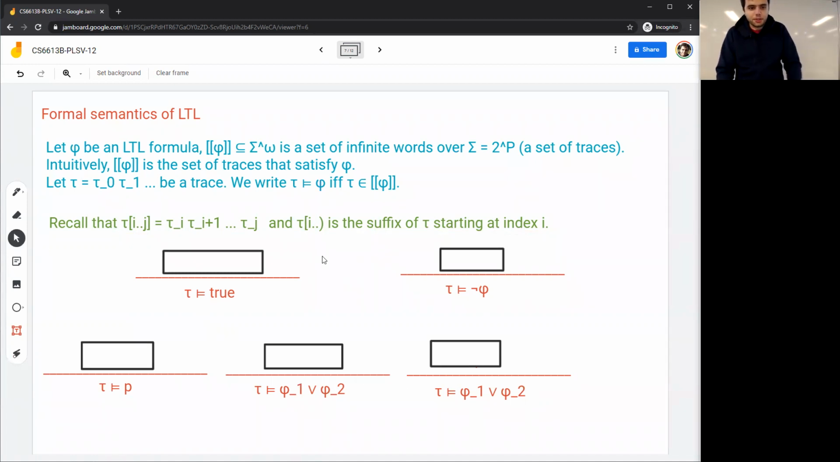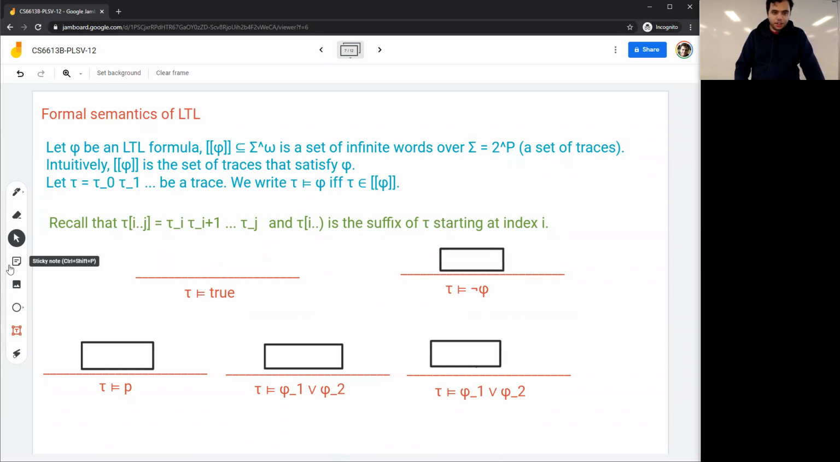Now I want you to help me fill out these rules. When can we conclude that some trace tau satisfies the formula true? What should I write as the precondition of this rule? Well, this one is actually the easiest one. I don't need any precondition. Everything satisfies true.